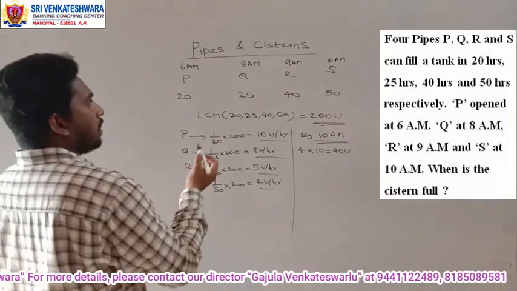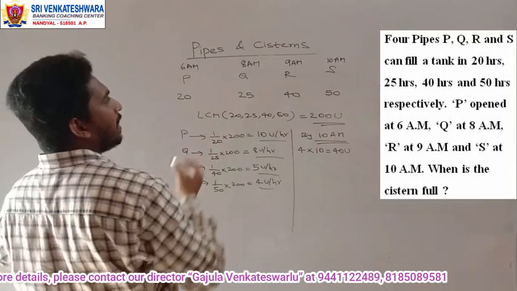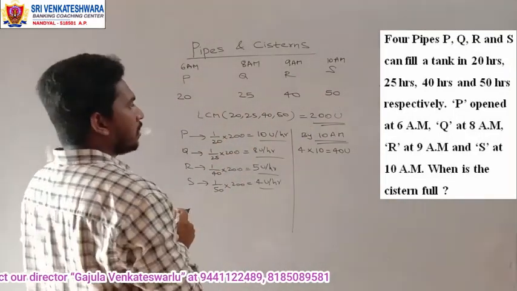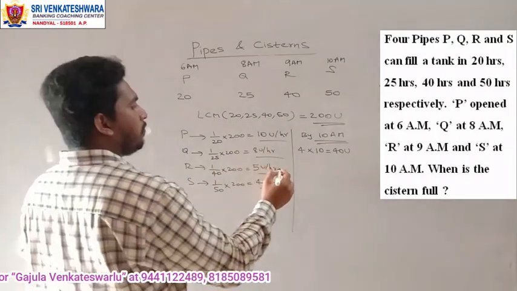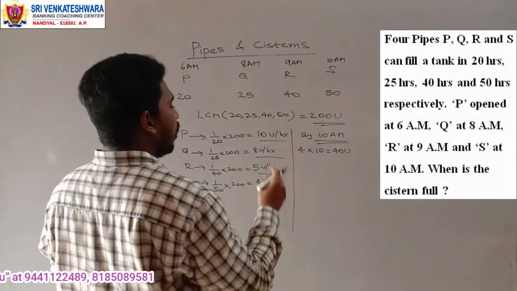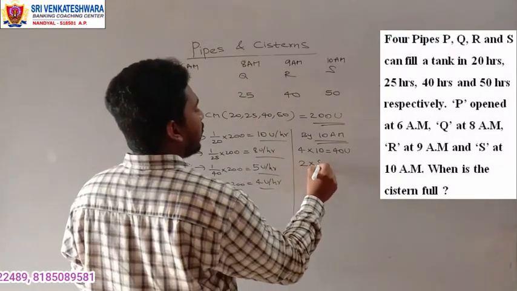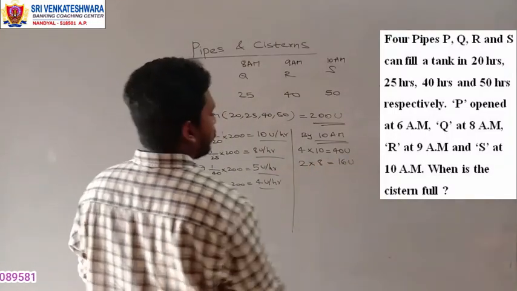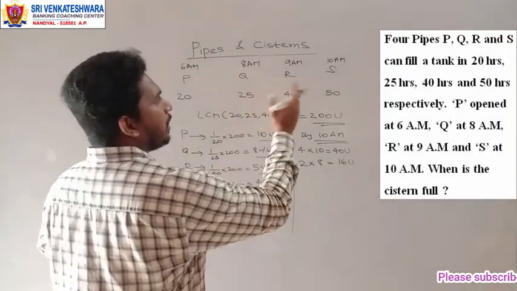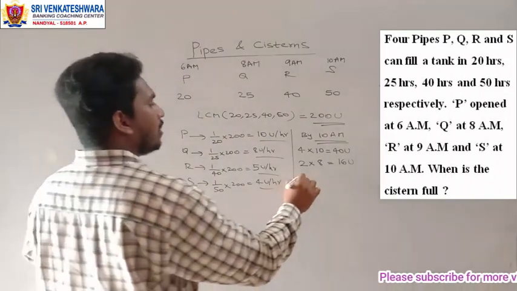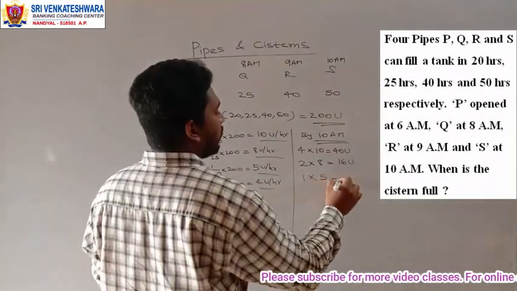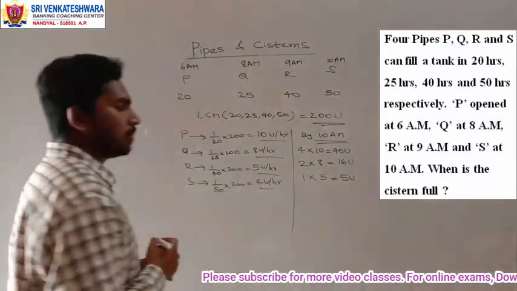Next, Q opened at 8 a.m., and in between 8 a.m. and 10 a.m. there are 2 hours. In those 2 hours how much will be filled? 2 into 8, that is 16 units. Now R opened at 9 a.m. and in between 9 and 10 there is only 1 hour. 1 into R's efficiency of 5 will be 5 units.